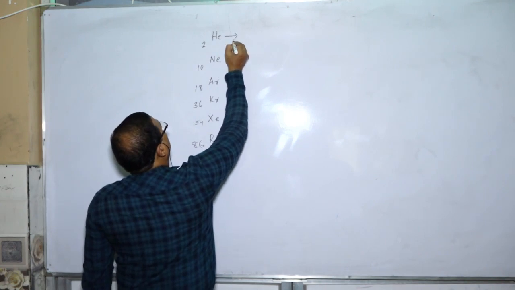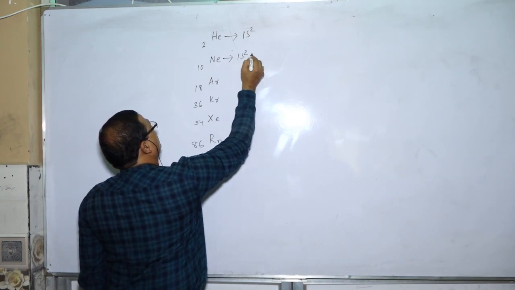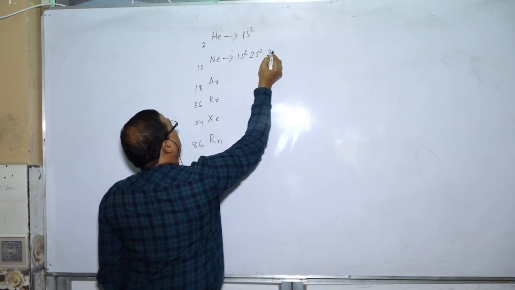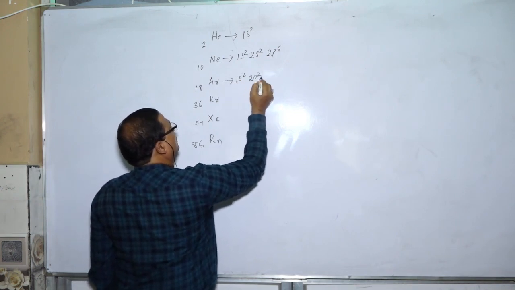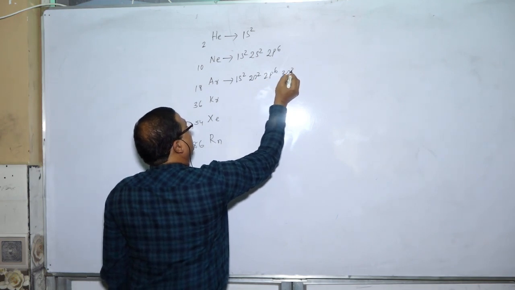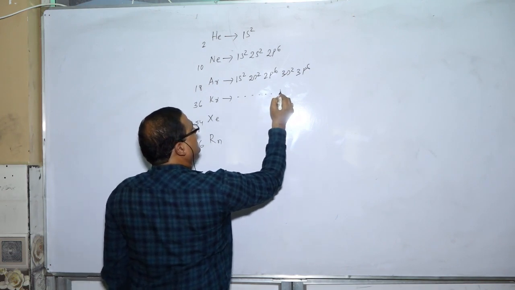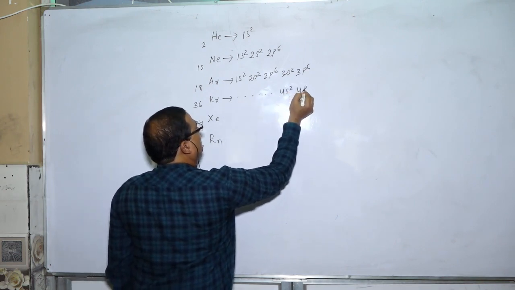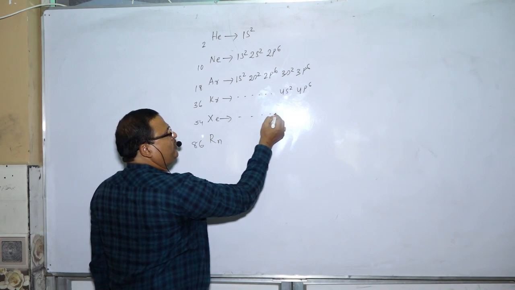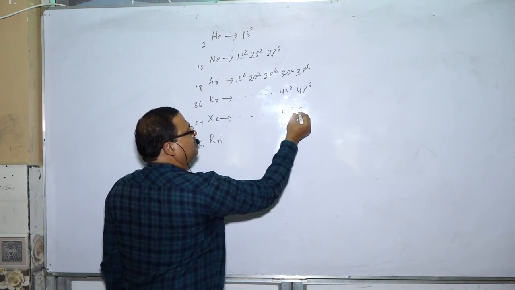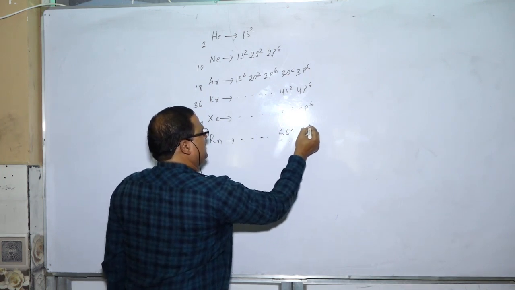The first one, 1s2. Second one, 1s2, 2s2, 2p6. Third one, 1s2, 2s2, 2p6, 3s2, 3p6. And krypton, the last shell electronic configuration is 4s2, 4p6. And xenon, the last shell electronic configuration is 5s2, 5p6. And radon, that is 6s2, 6p6.